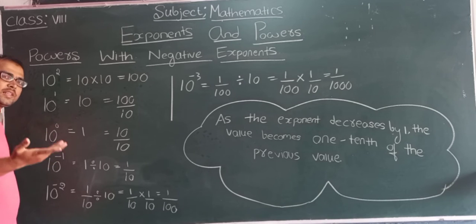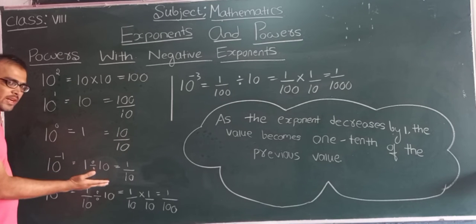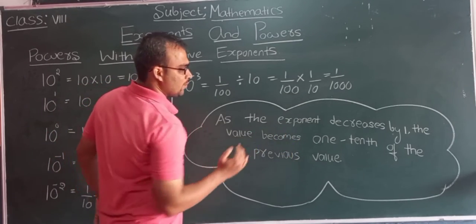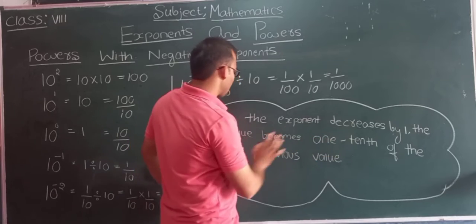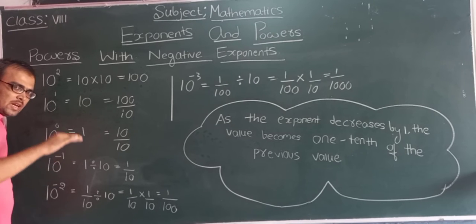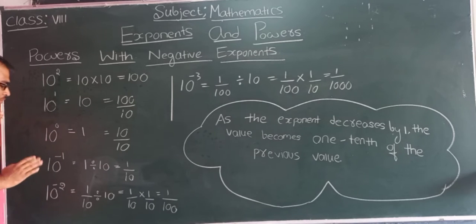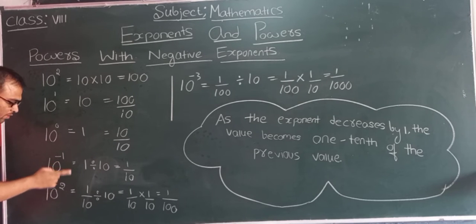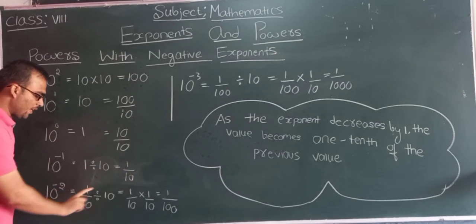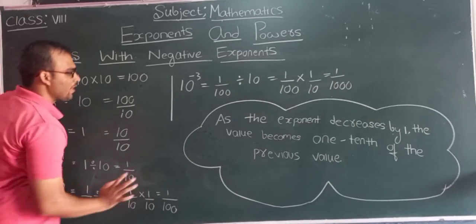So here, how to get the next value? Previous value was 1. So how to get the next value? Again 1 by 10. Okay, so look at here. As the exponential value decreases by 1, the value becomes 1/10. So here again, as the exponential value is decreased by 1, again the value becomes 1/10. That is 1 divided by 10, that is 1 by 10. Again here the value is decreased by 1, that is minus 1 to minus 2. Again 1/10th of the previous value. Previous value was 1 by 10 now. Again divided by 10, that is 1 by 10 into 1 by 10, that is 1 by 100.